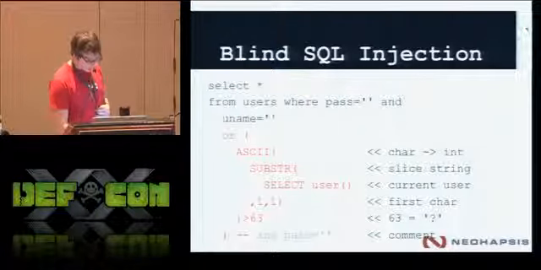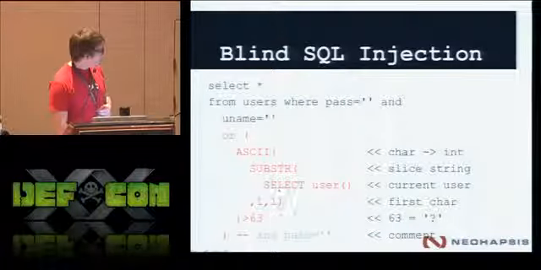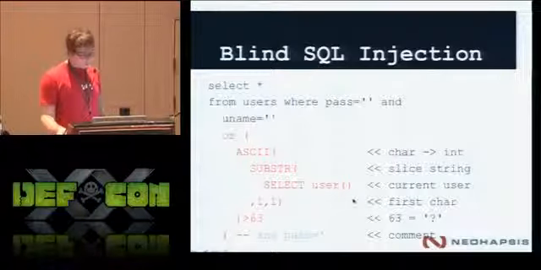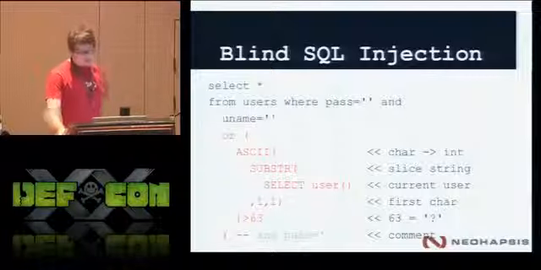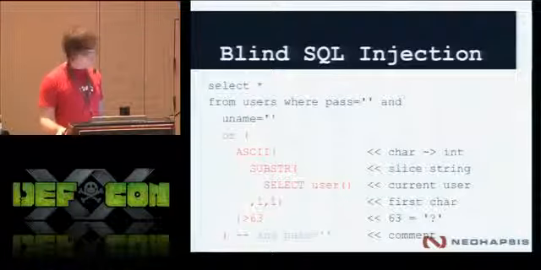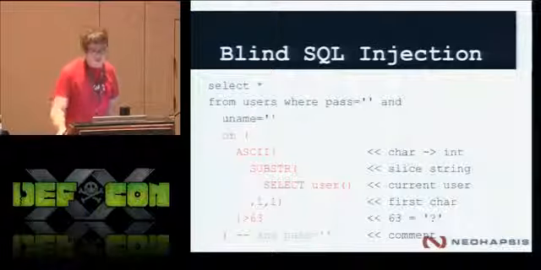Let me highlight where that's at right here. We're going to grab the first character, and we're going to grab 1 character. So we're going to select user. Let's say user's root, and we're going to convert root, that first letter R, into an ASCII equivalent. I don't know what R is, but then we're going to say, is it greater than 63? 63 happens to be a question mark.